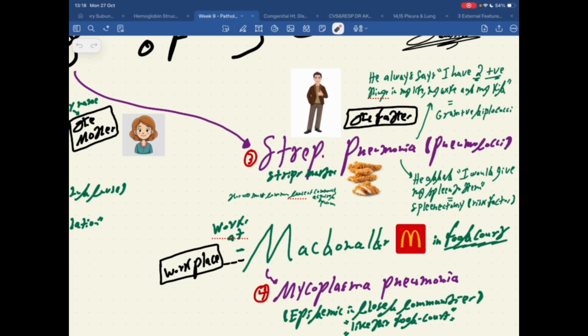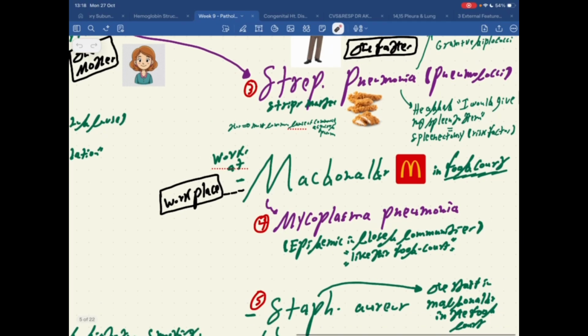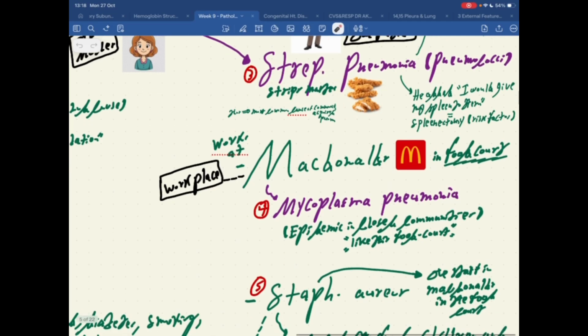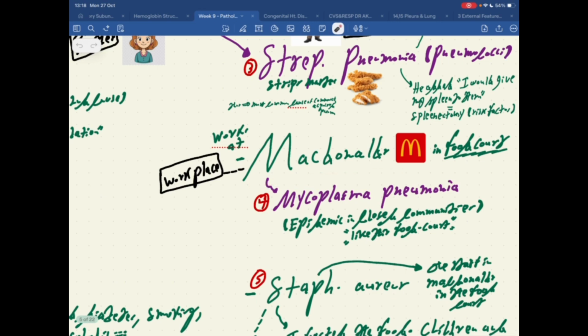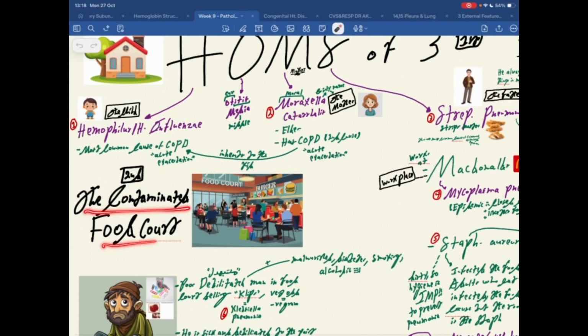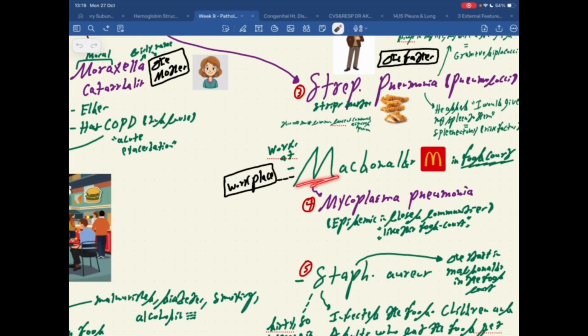Okay. Now, as we said, the father works in McDonald's. Now he got assigned to McDonald's. They're the ones who told him, come to us, because he's a strip master. He's very good at making strips. So his workplace, McDonald's, starts with an M, right? And as we said, it's in a food court, of course. And this is the food court right here. And we call it the contaminated food court. And you'll know why later on. So McDonald's, the M stands for Mycoplasma pneumonia. And as you know, McDonald's in a food court, you're imagining a closed space.